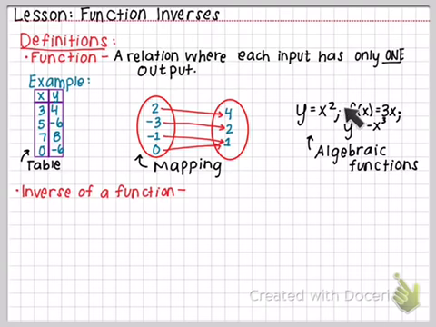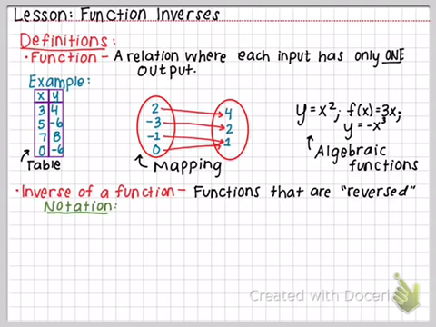So a function, these are some examples. Inverse of a function, those are just functions that are reversed. Okay? So let's talk about what this is. So the notation, notice f of x comes up again. So f of x is the same thing as y. So the inverse of f of x looks like that, and that's called f inverse of x. That just means that this is the inverse of f of x. We're going to talk more about this, but just know that every time you see that -1 up there, that means the inverse function of the original function.